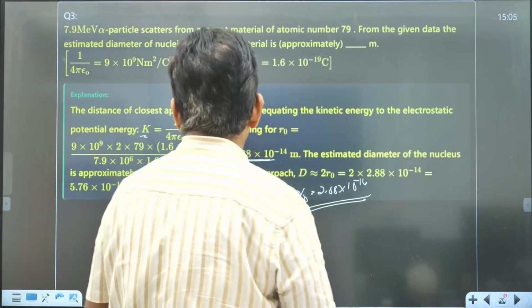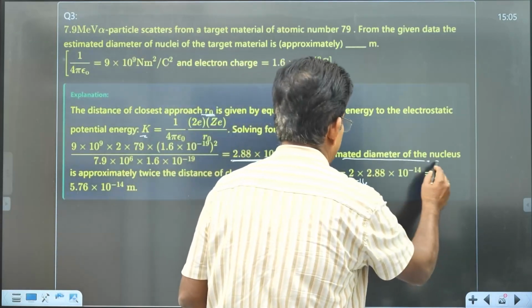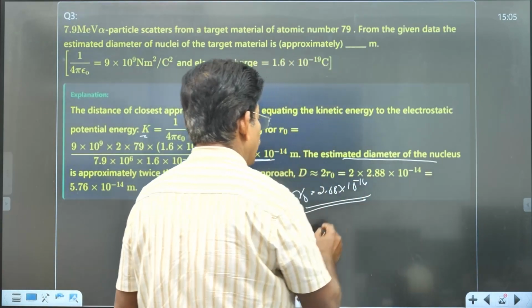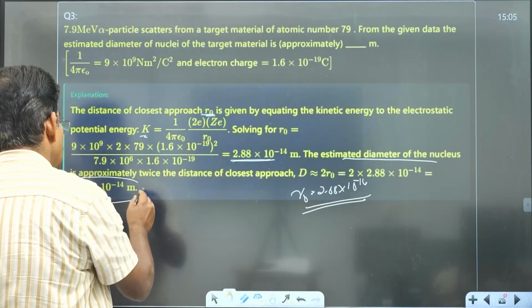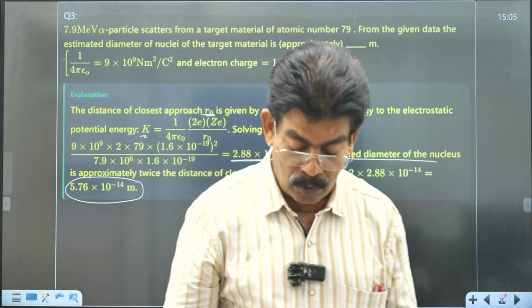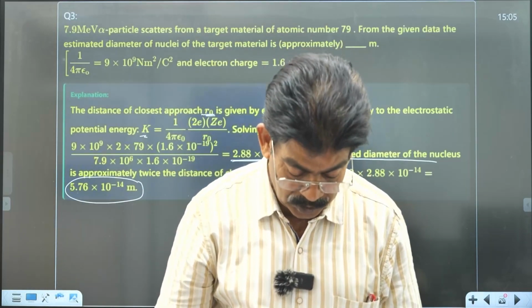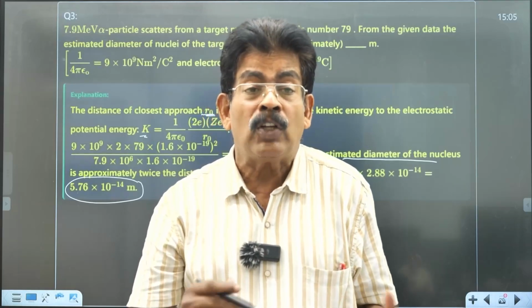Now we have to calculate the diameter. Diameter will be twice the radius. That is 2 into 2.88, that is 5.76 into 10 to the power of minus 14. So that is the minimum. I told you it should be even more than that.